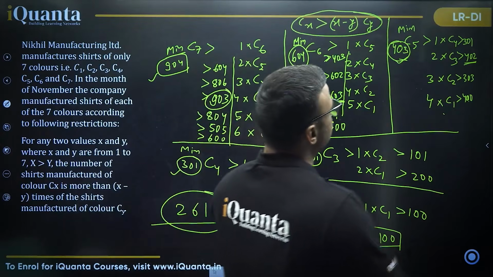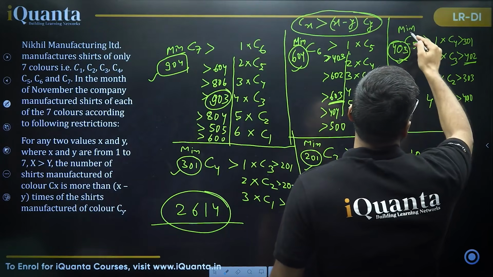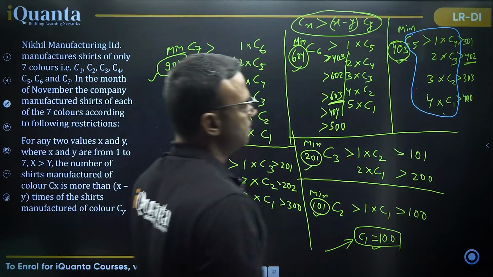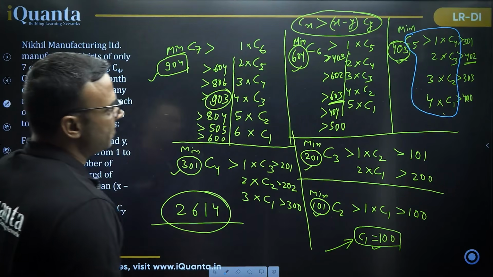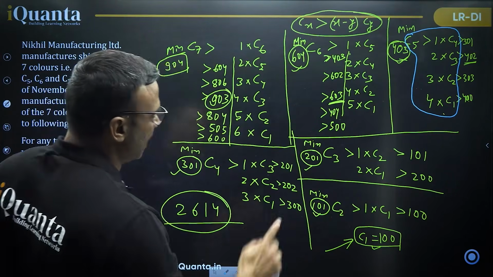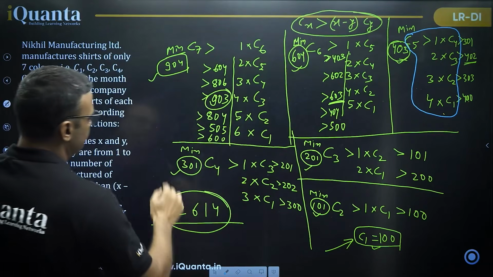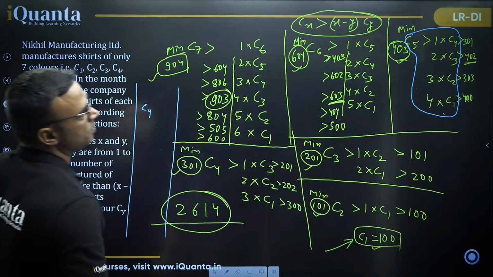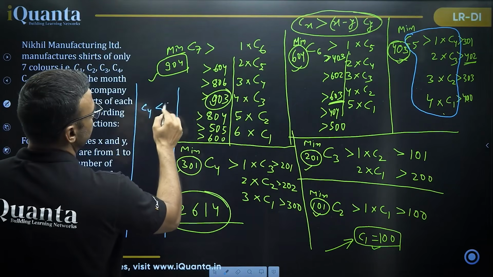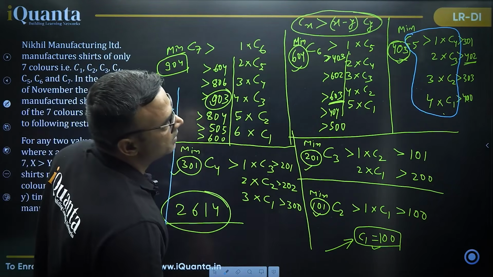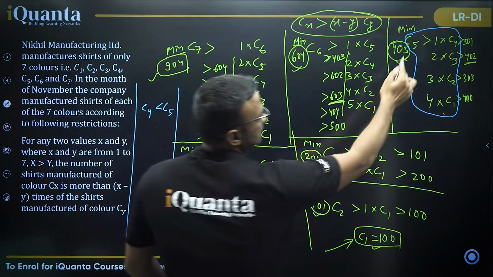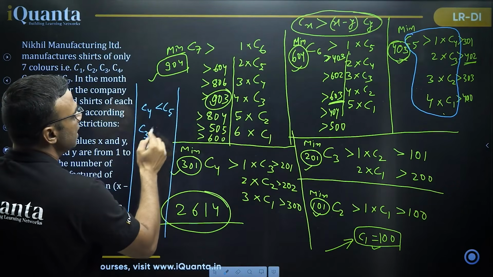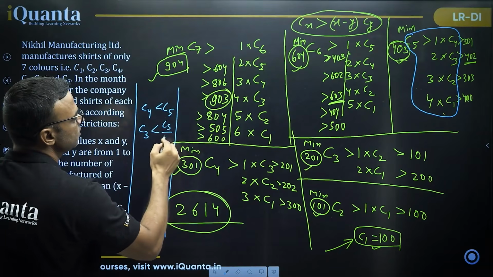We know this relation. Focus on this relation. Fine. So C5 has to be greater than C4. So I can write that, look at this very carefully: C4 has to be less than C5. C5 is greater than 2 into C3, so C3 is less than C5 by 2.